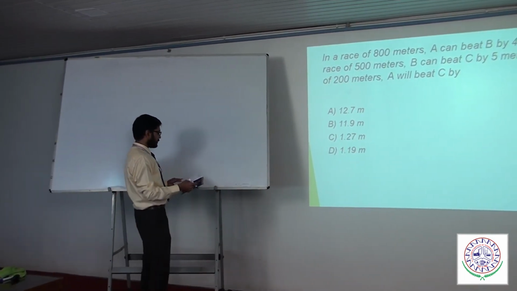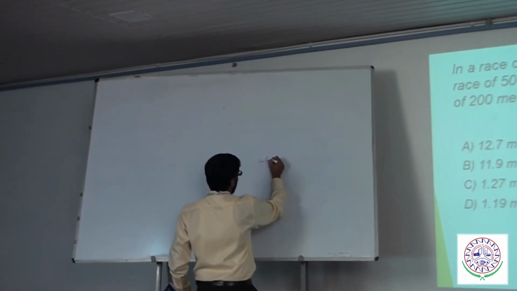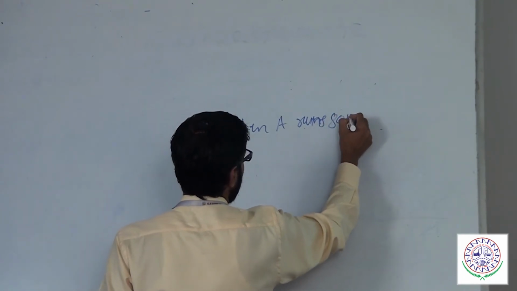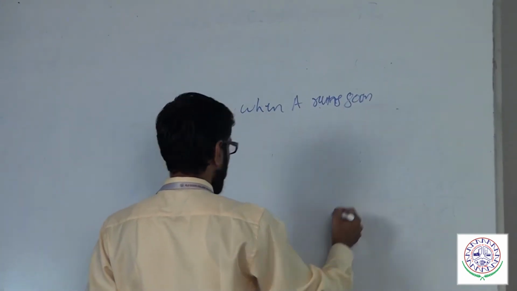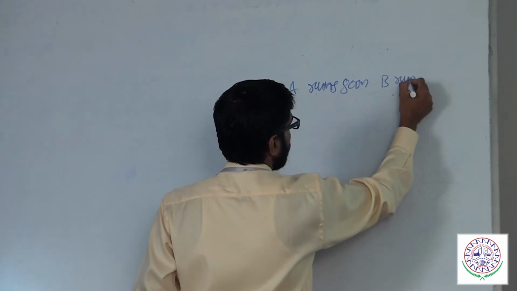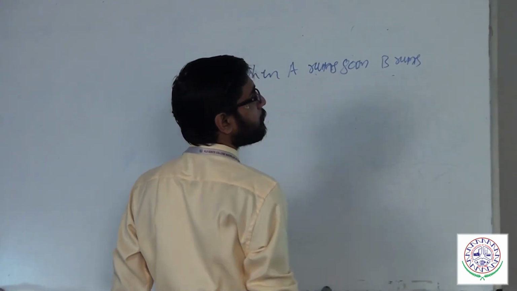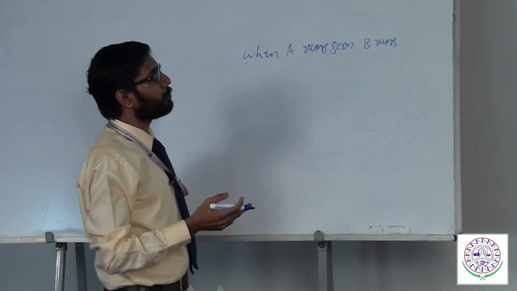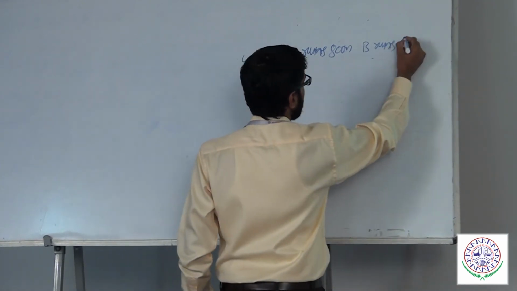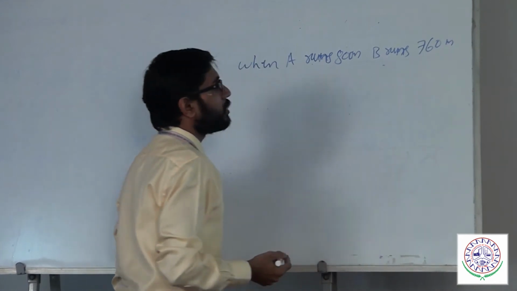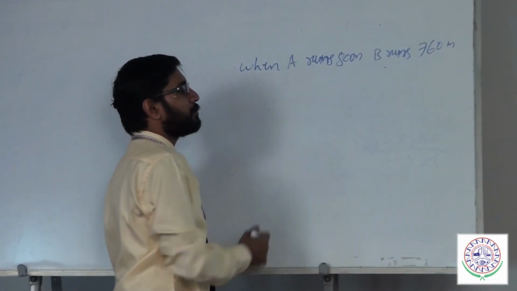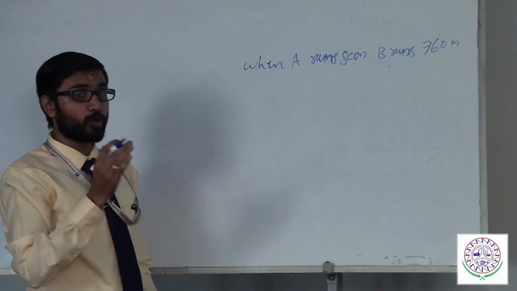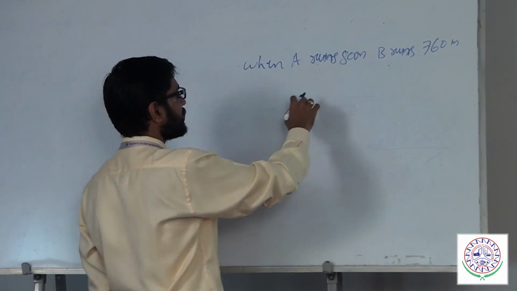So initially, what is given is that when A runs 800 meters, A can beat B by 40 meters. So the difference between A and B: when A runs 800 meters and beats B by 40 meters, B will run 760. Now I need to make A for 200, because at the end we want to get how much A will beat C by in a race of 200 meters.